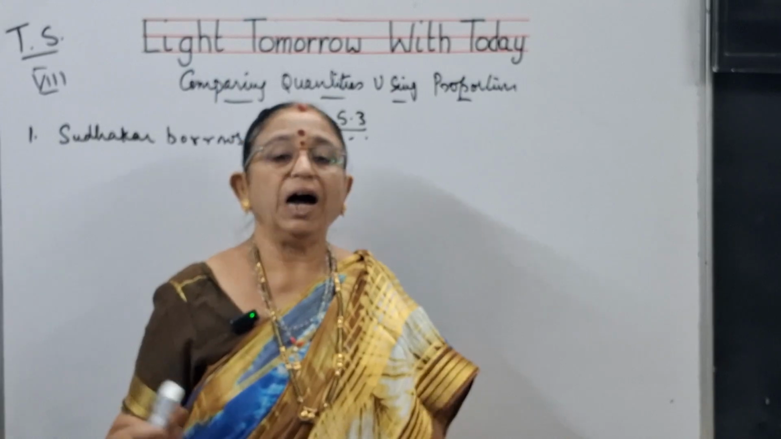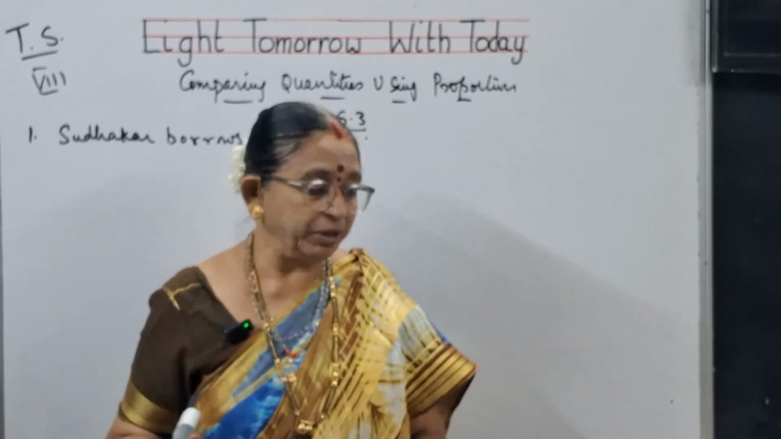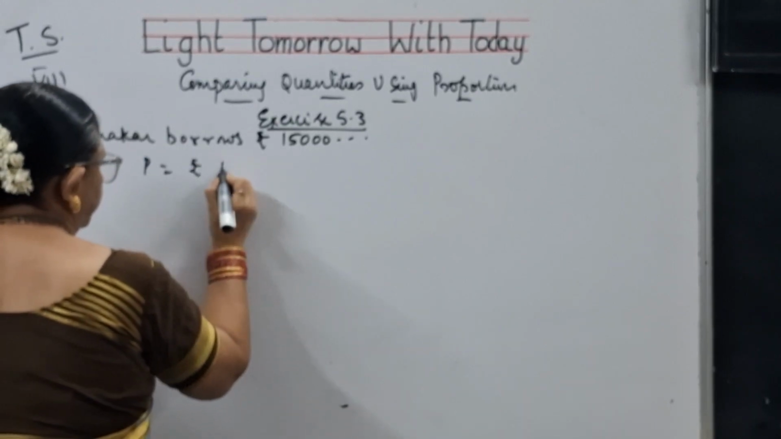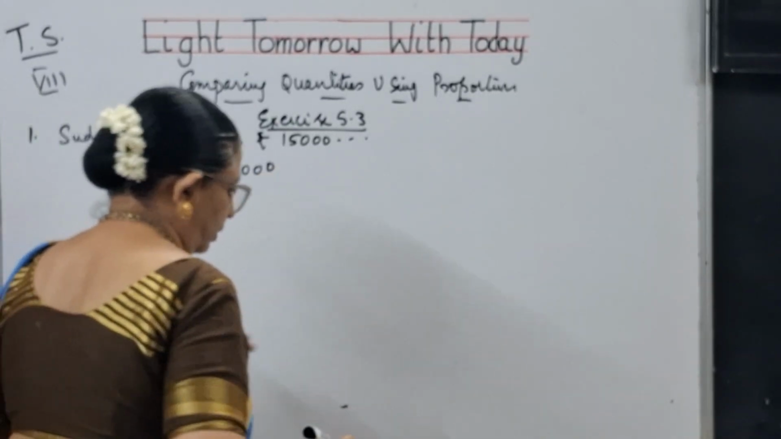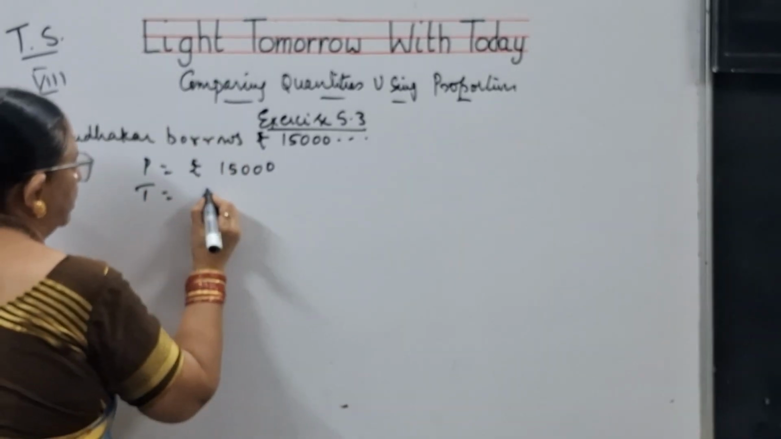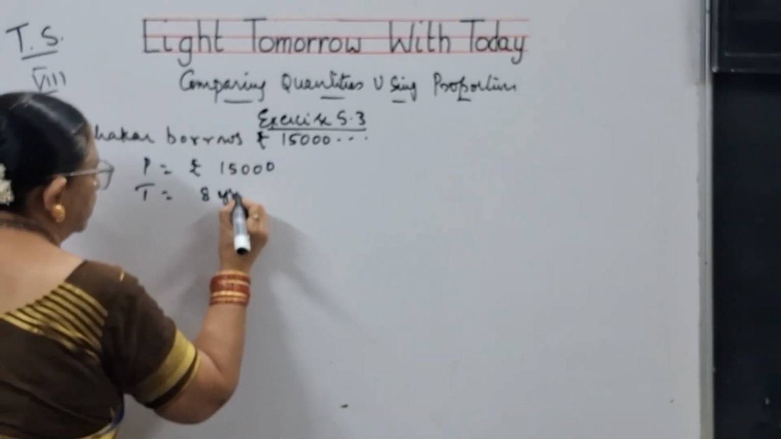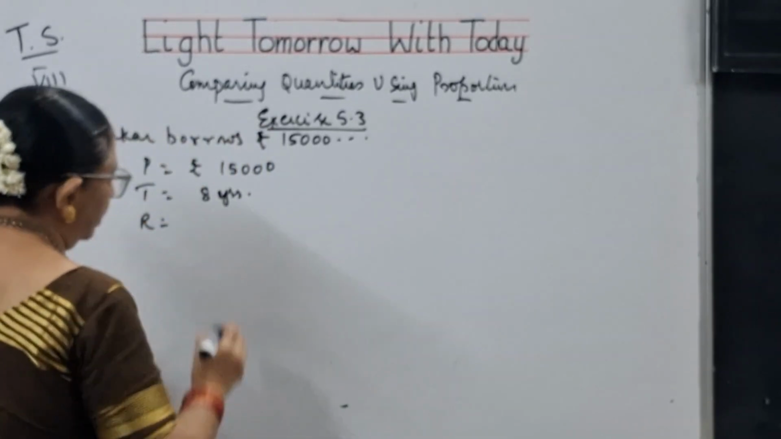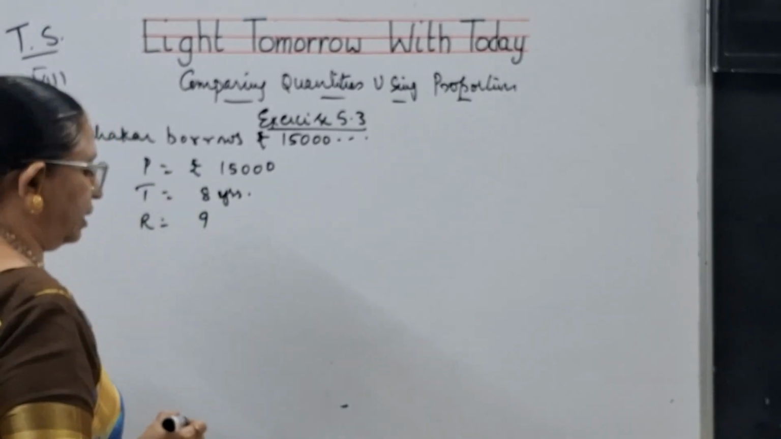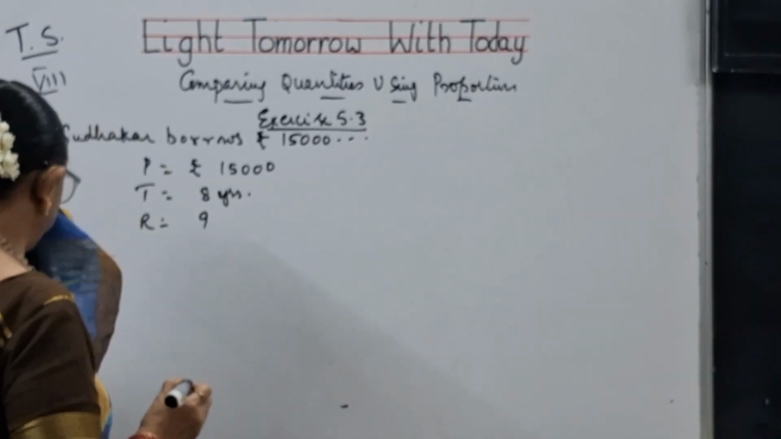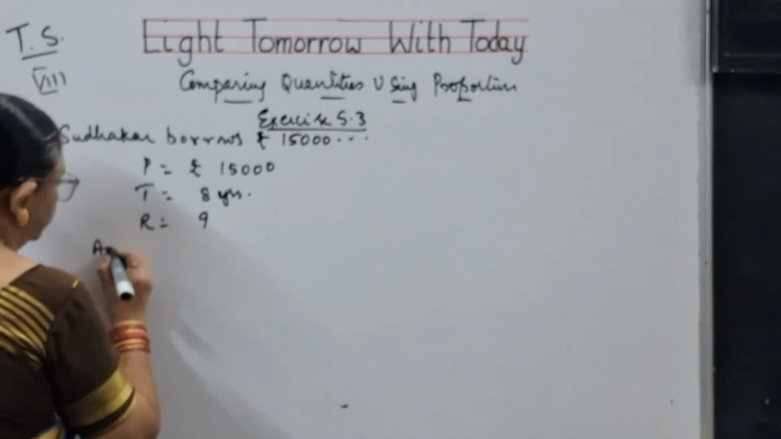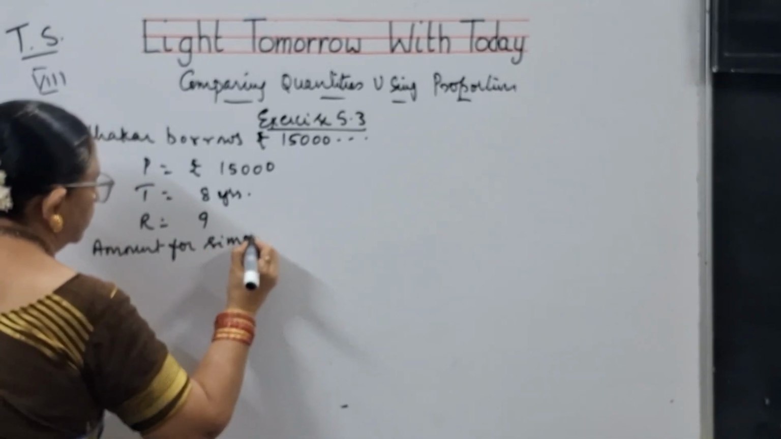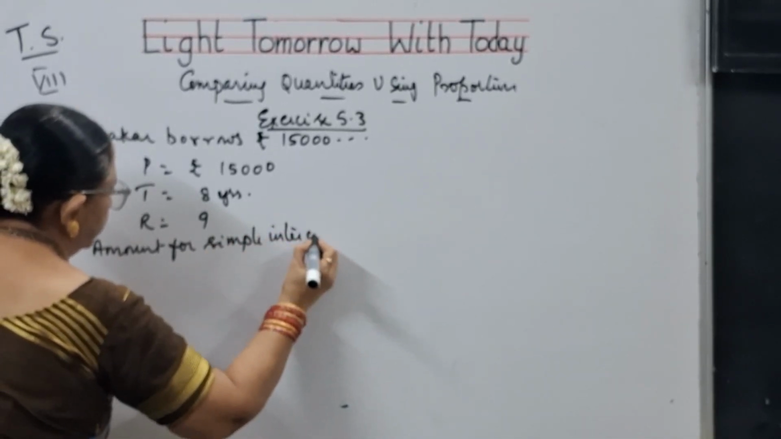First we have to find out that. Afterwards, we can go for every month payment. So let us see how we have to do. Now, principal here is rupees 15,000 and time given is 8 years and rate is given as 9%. So you have to find out amount for simple interest because he has taken simple interest.